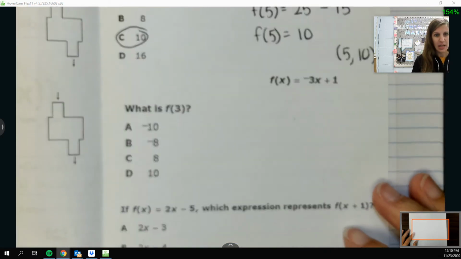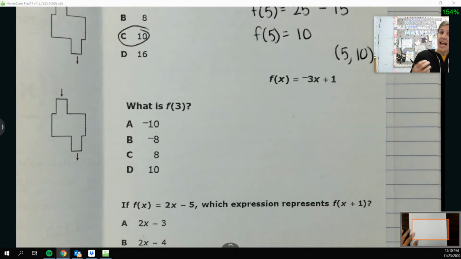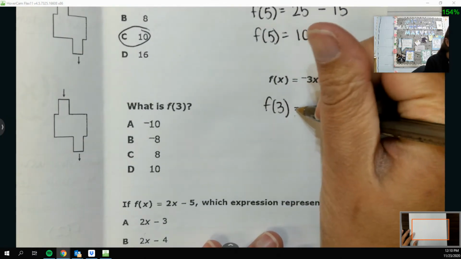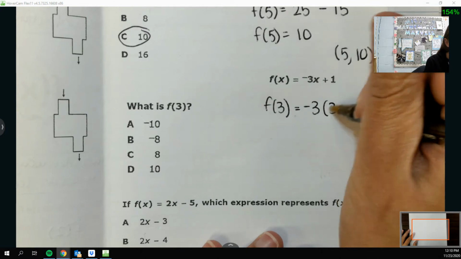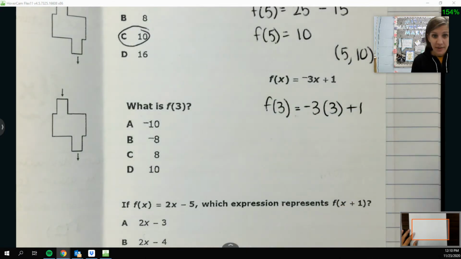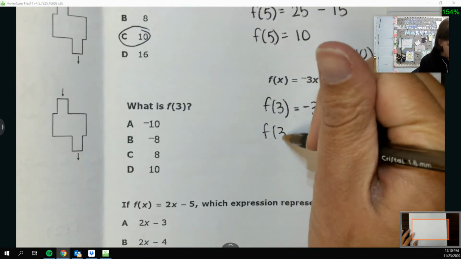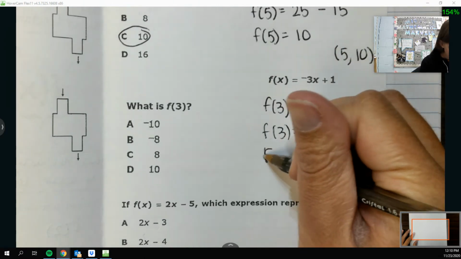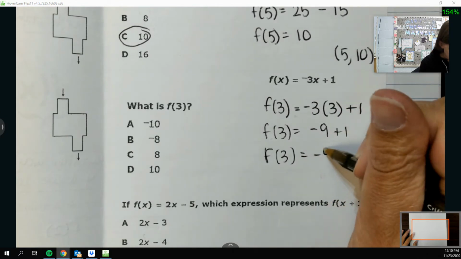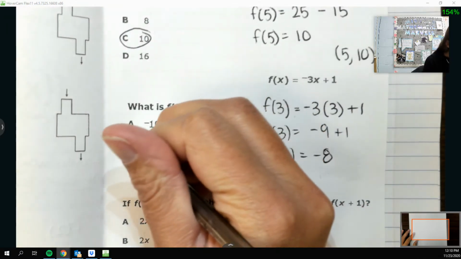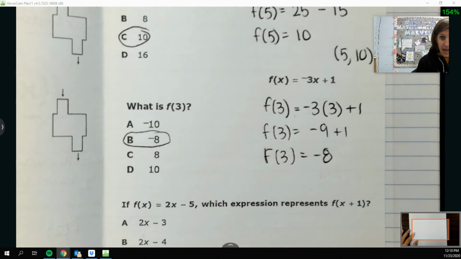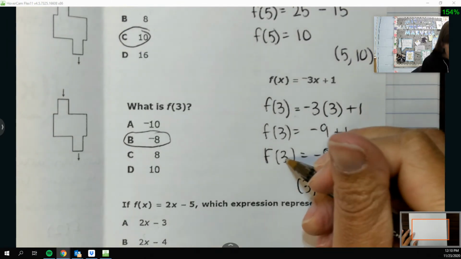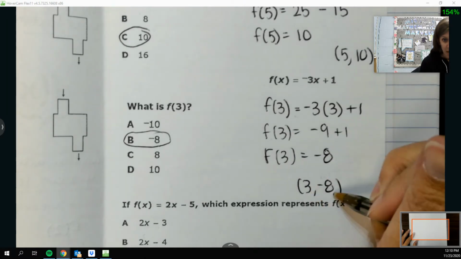Okay, so another example of that here, using this f function instead, if I were to input 3 in place of x, I would put 3, and then we just follow good order of operations. So negative 3 times 3 is negative 9, plus 1 is going to be negative 8. So we would pick B. If I wanted to write it as an ordered pair, we would do 3, comma negative 8, because I input 3 and it output negative 8.